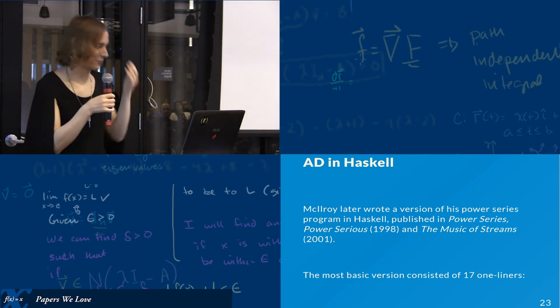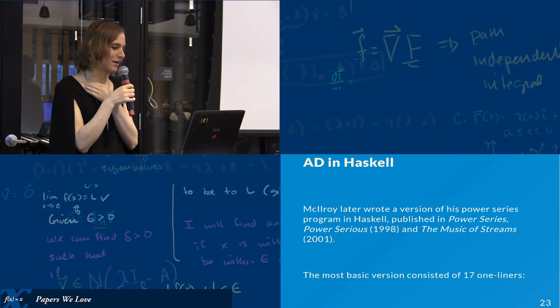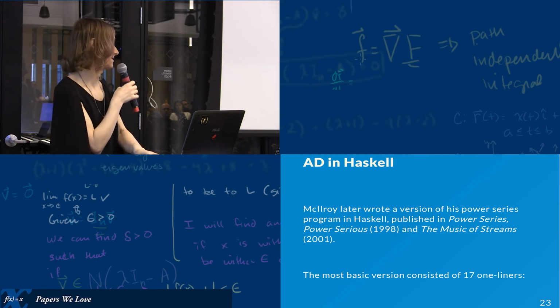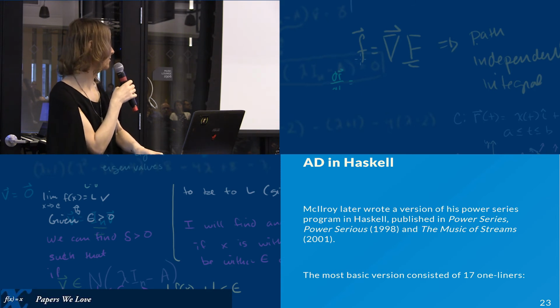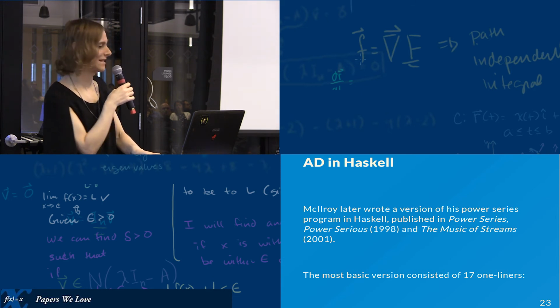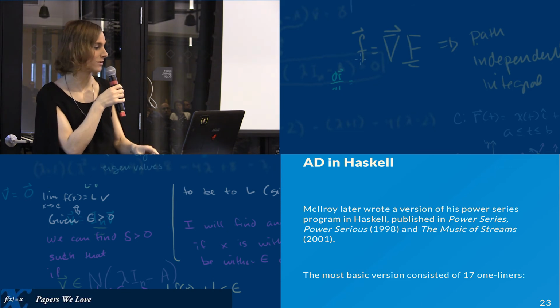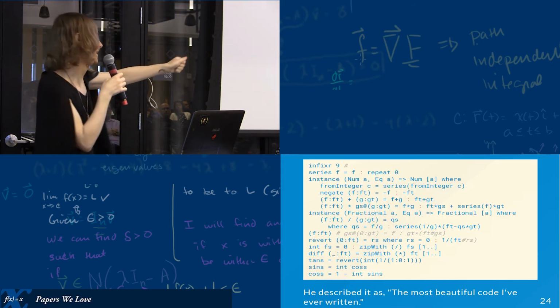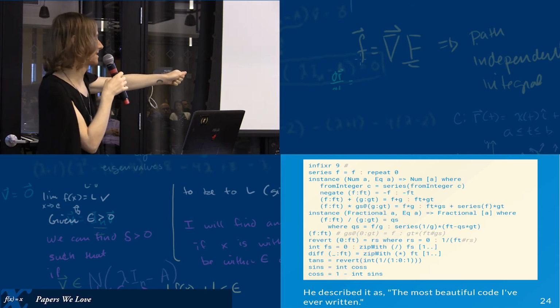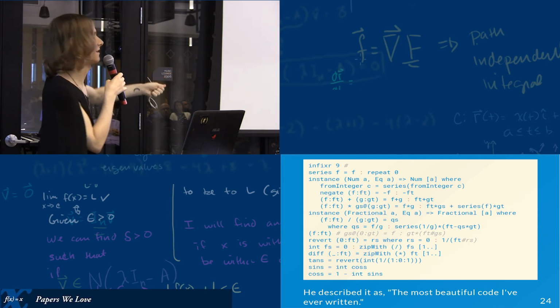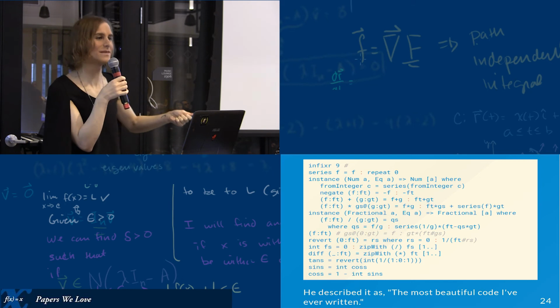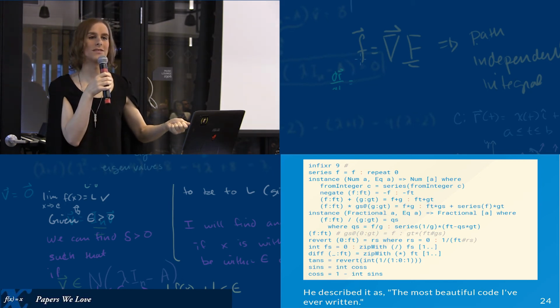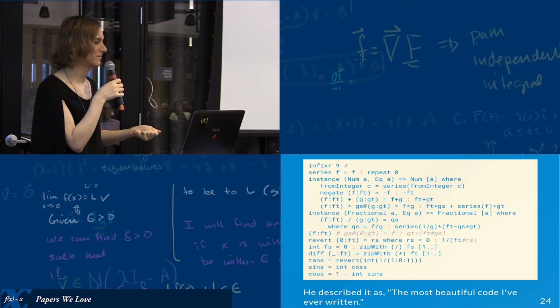McIlroy, when he retired and is now at Dartmouth, started working in Haskell and implemented this same AD package in Haskell and published two papers on it. The first one, in 1998, consists of just 17 one-liners with the type signatures omitted. This is the program that we saw at the beginning, right? He described this as the most beautiful code he's ever written, and I sort of agree. To me, this is really on par with the metacircular evaluator we saw last month.